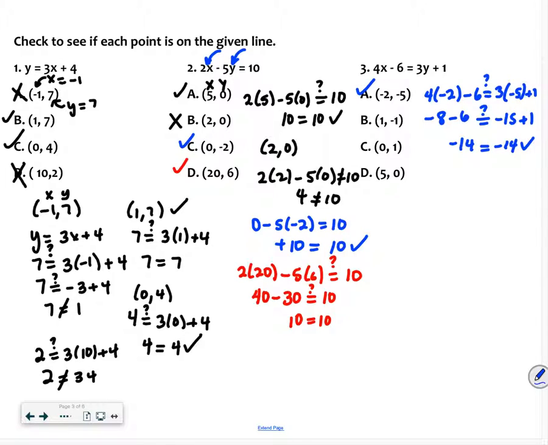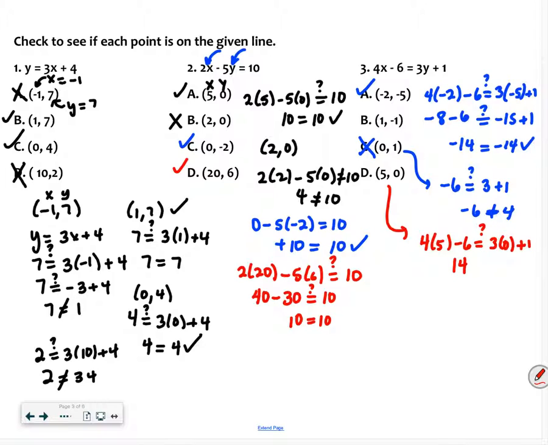I'll do the 0 ones next. So if I did C, if I plug in 0 for x, I get negative 6 on the left side. And if I plug in 1 for y, I get 3 plus 1. So negative 6 is not equal to 4. That one's pretty easy to eliminate. And then this one, if I plug in 5, 4 times 5 minus 6 is equal to 3 times 0 plus 1. So this is 20 minus 6 is 14. Is not equal to 1, so that one's a pretty easy one to check as well.